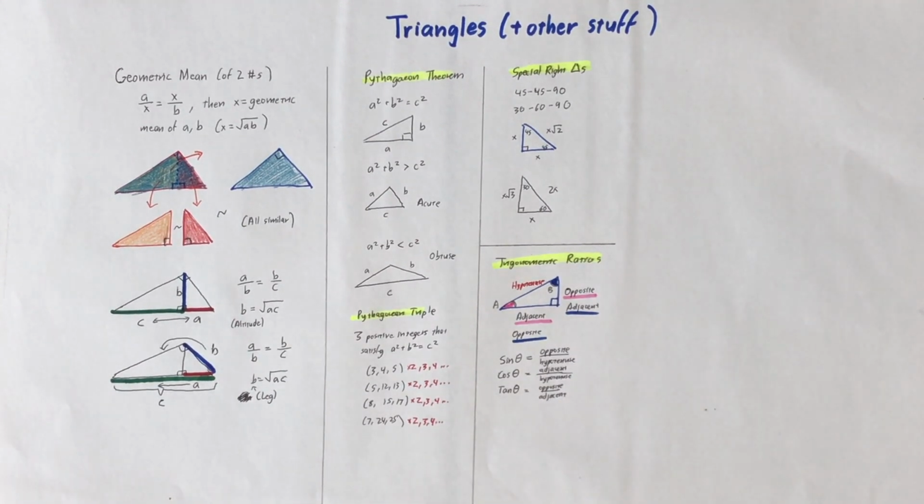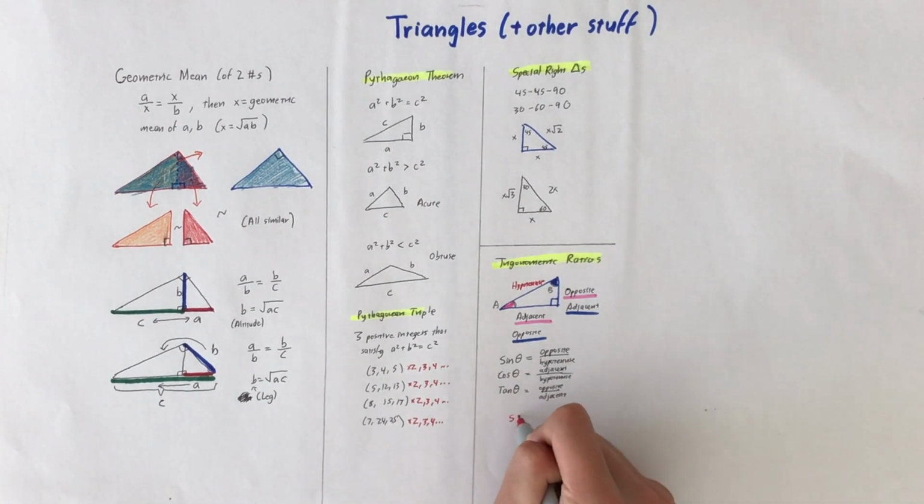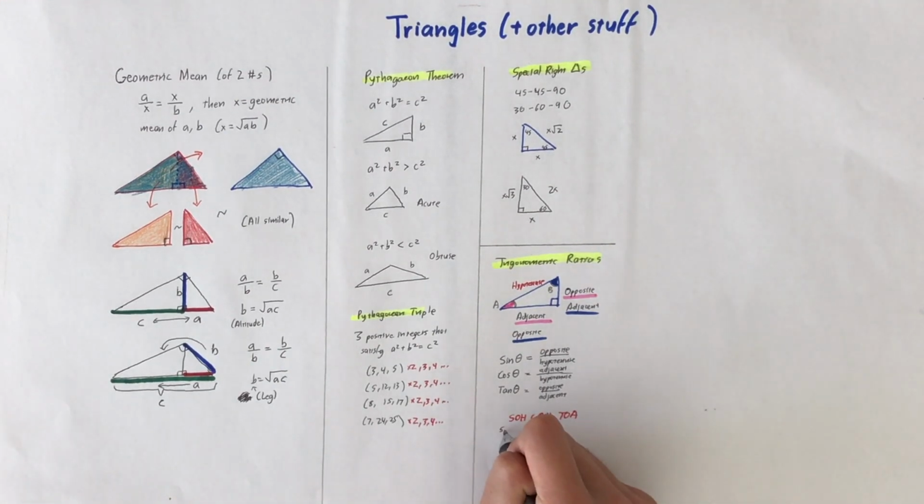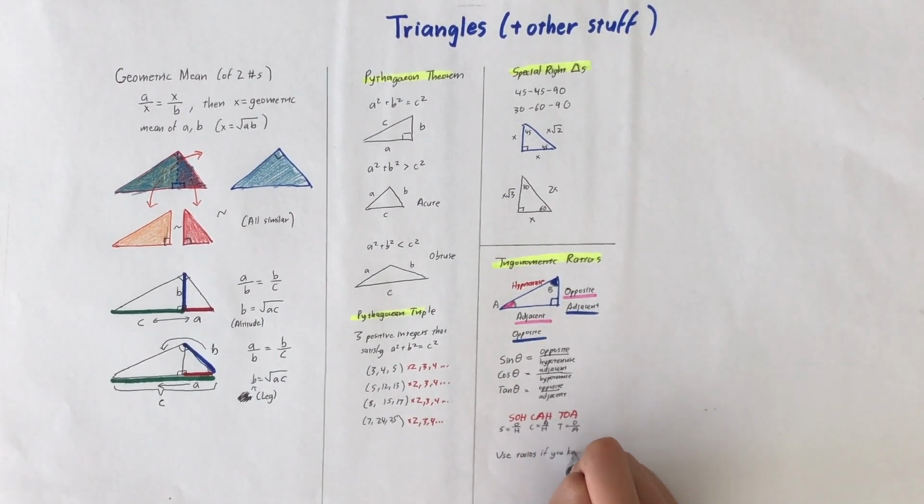So remember, the sine, cosine, and tangent of an angle is just the ratio of certain sides that angle will have in a right triangle. A memory device that you can use to remember this is SOHCAHTOA. Sine equals opposite over hypotenuse, cosine equals adjacent over hypotenuse, and tangent equals opposite over adjacent. You can use the trigonometric ratios if you know the angle and one of the sides and you want to find the other side.